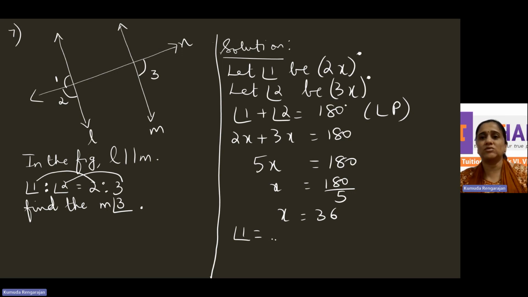Why are we not finding 2? Supposing the question is to find angle 1 and angle 2, then you should find 1 and 2. The question is to find only angle 3. Now to find 3, you need 1. So what is 1? 2x, correct? x is 36. So 2 into 36, which is 72 degrees, correct?